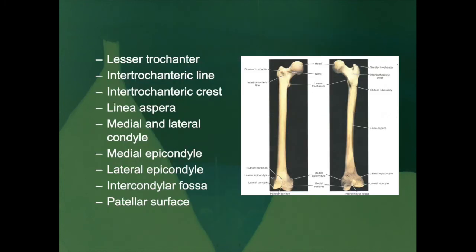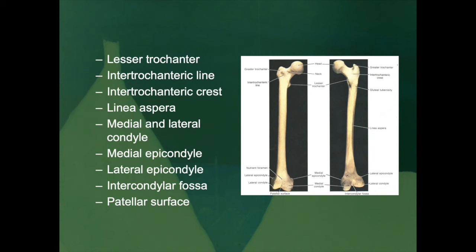The distal end of the femur is expanded and includes a medial condyle and a lateral condyle. These articulate with the tibia. Superior to the condyles are the medial epicondyle and the lateral epicondyle. A depressed area exists between the condyles on the superior surface. This is called the intercondylar fossa. And then we have the patellar surface, which is located between the condyles on that anterior surface.